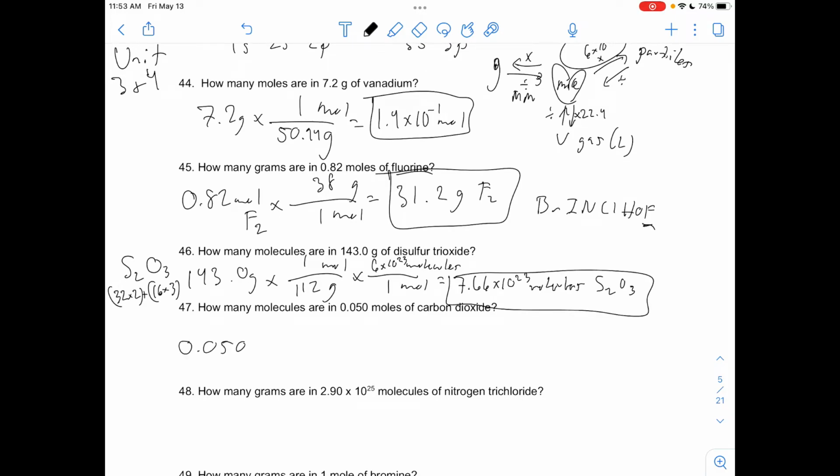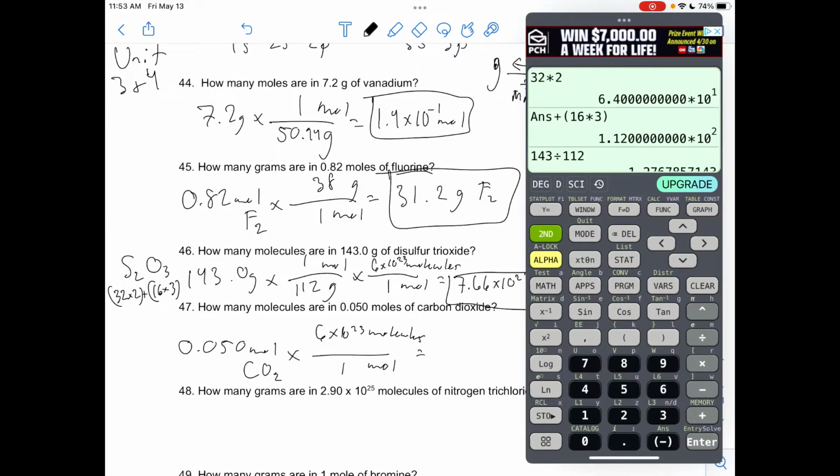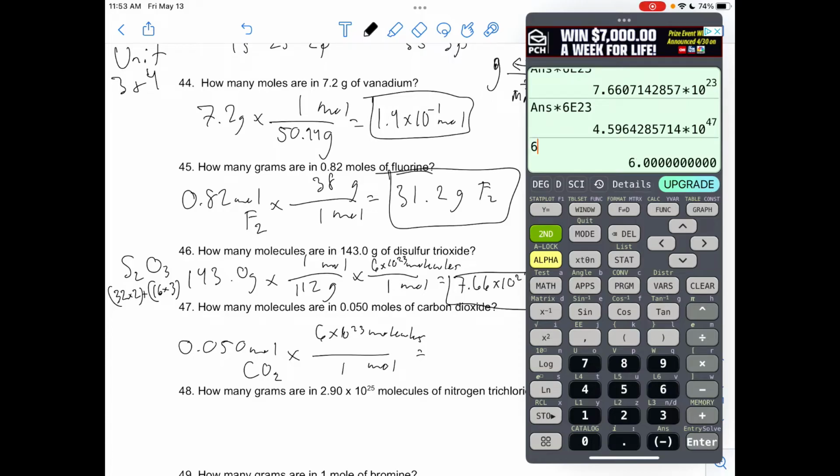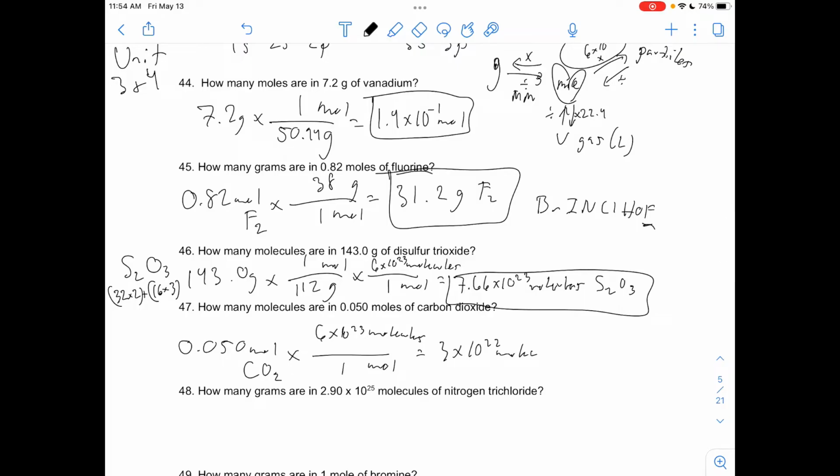Okay, next one, 0.050 moles of CO2, carbon dioxide. I want molecules. So again, whatever you want to cancel out goes on the bottom, since I have moles, and then I want molecules. So I'm going to use Avogadro's number again, 1 mole. So let's see, 6E23 times 0.05. Okay, 3 times 10 to the 22 molecules of CO2.